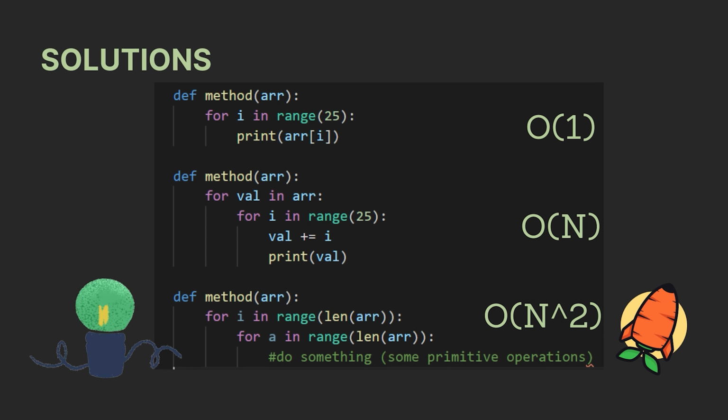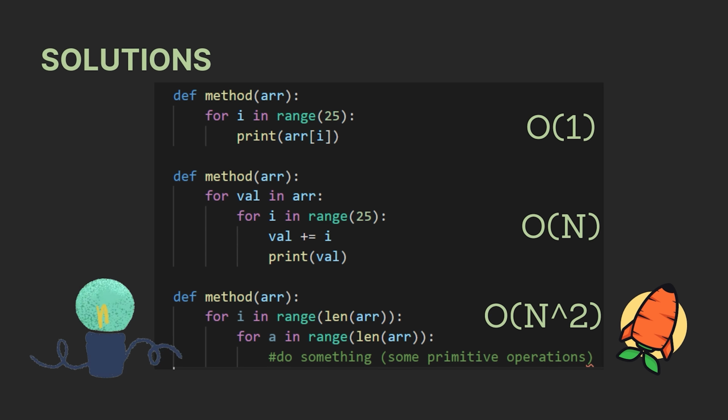For the second method, we're given an array, and for every value of this array, we perform 25 iterations. This is equal to 25 times n, where n is the size of the array, which is then simplified to O of n. This is a linear time algorithm. Please note that I didn't take notice of the two primitive operations that are performed in the body of the nested for loop, as they prove to be irrelevant.